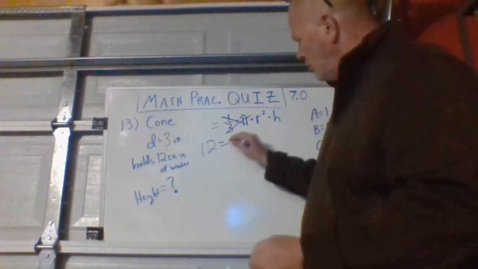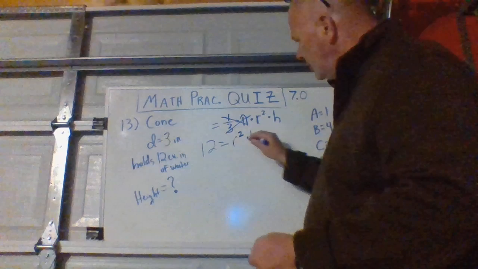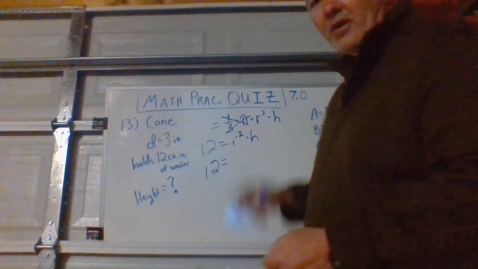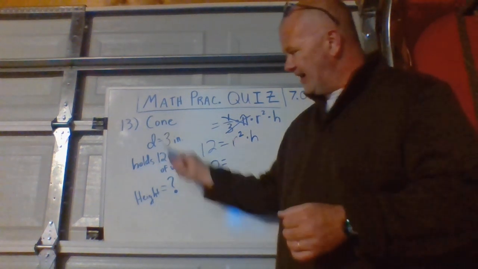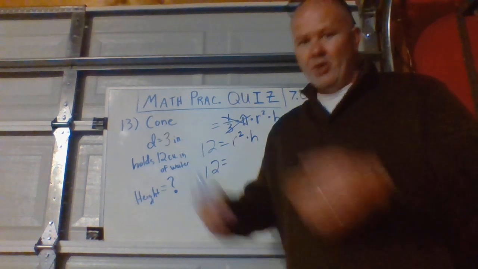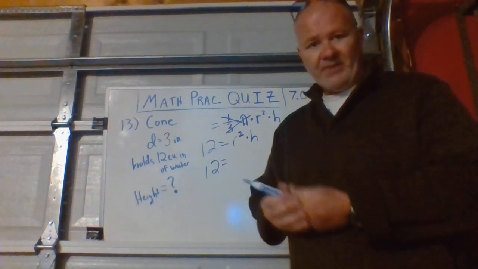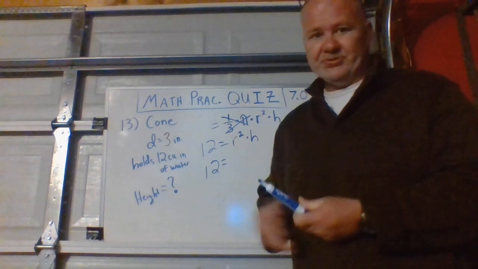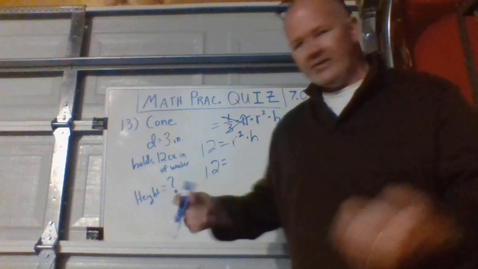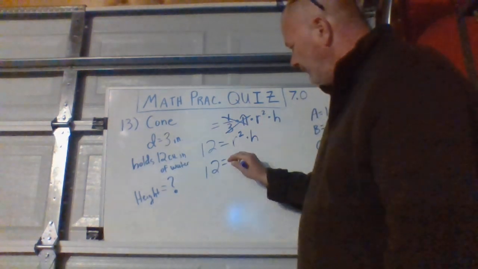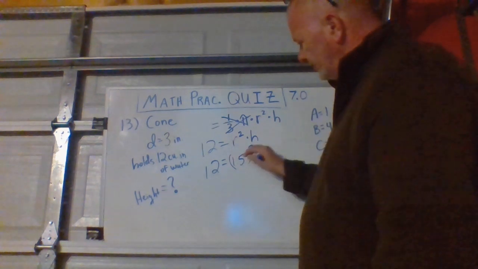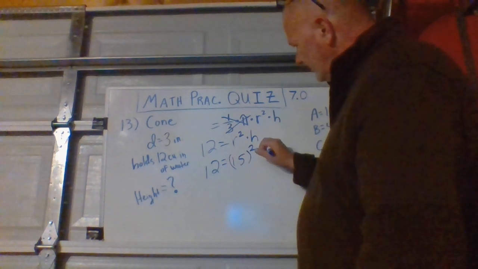I'm going to bring down r to the second power times height. So 12 equals. Now, be careful here because they give you the diameter, which is 3. If we need to turn that into the radius, which we do, we're always going to cut that in half, or divide by 2 in your calculator if you're uncomfortable. So if 3 is the diameter, the radius is going to be 1.5. So 12 equals 1.5 to the second power times height.